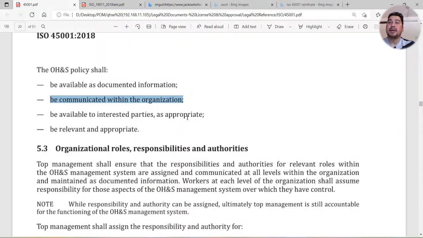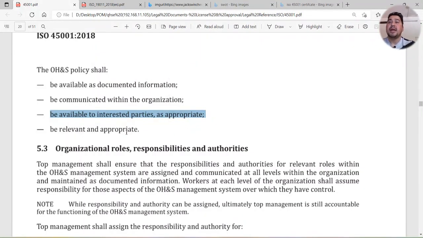Be available to interested parties as appropriate. And this should be communicated to the interested parties also, like your suppliers, your customers, legal bodies, certification bodies. All these people should be communicated. When you are communicating, you have to retain the evidence of the communication. Sorry, you have to keep the record of communication. Communication record, it could be mail. Okay. And when you are keeping all these evidences, make sure you make a separate folder. Soft copies are enough. No need to print out. You can just copy and paste. Just keep one separate folder for the audit.